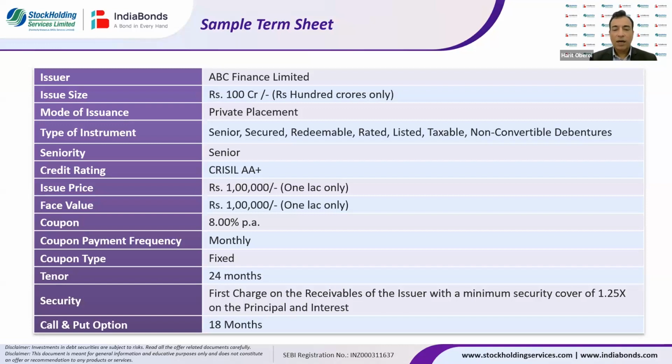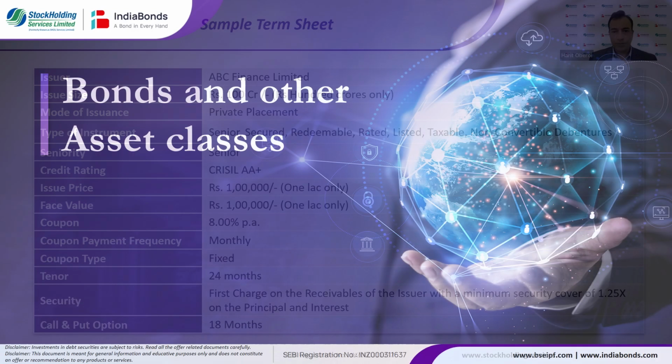So this is basically a basic term sheet which every investor should read before investing into a bond, and it gives you a clear-cut picture of the overall instrument details. The full document is known as the information memorandum or the offer document, which covers all the details of a bond when it is issued, and it is available on IndiaBonds website where you can read all these things. Term sheet and the issuer offer documents are always available on our website, so for investors to go through.